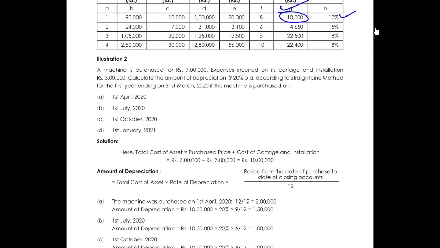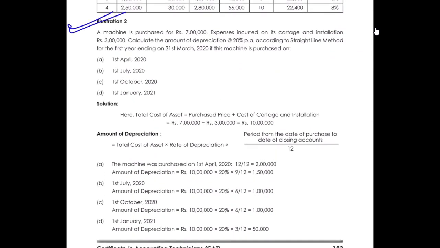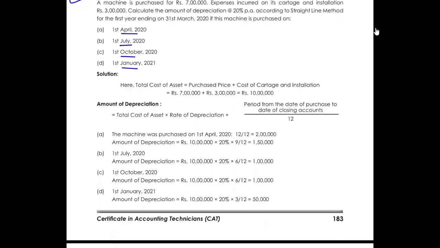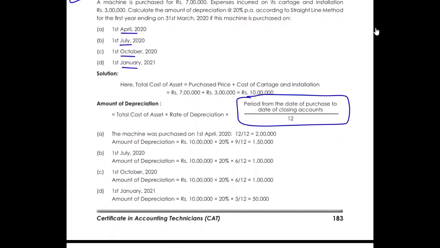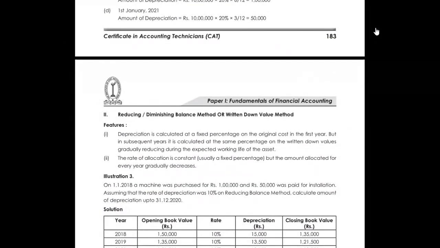Okay. Then we will do some exercises on illustration number 2. Although this is also covered, if you have purchased a machine on 1st of April, July, October, or various dates, you have to calculate accordingly. You have to take the prorated amount for which it is used. If it is used for 6 months, it would be 6 divided by 12. If it is used for 8 months, it would be 8 divided by 12. Okay, so total cost of the asset multiplied by the rate of depreciation multiplied by the time for which it is used. Okay, so we will do these questions in the coming classes.